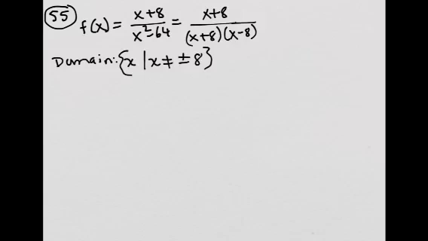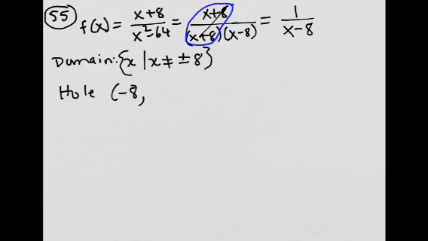Then it asks for any holes. Well, since x plus 8 is a common factor, there is a hole at negative 8. So let me put this here. Let's cancel this out right here. That's because it's 1, you're left with 1 over x minus 8, right? So the hole would be at negative 8, and to get the value of the y, you put a negative 8 right there. So it'd be at 1 over negative 16. So that's where the hole would be.